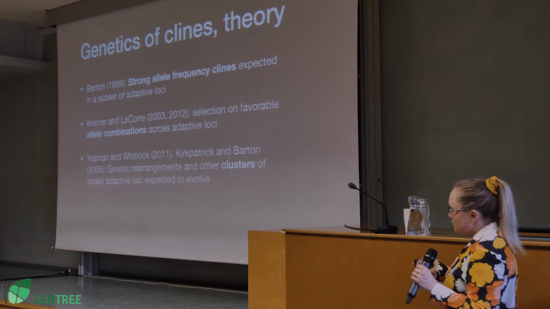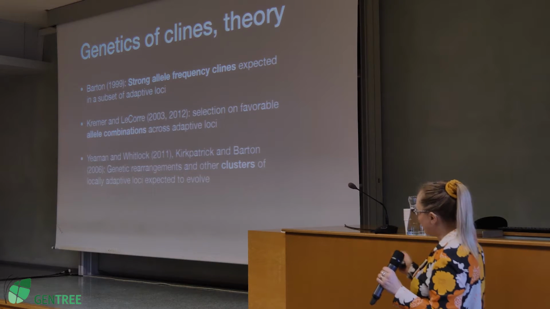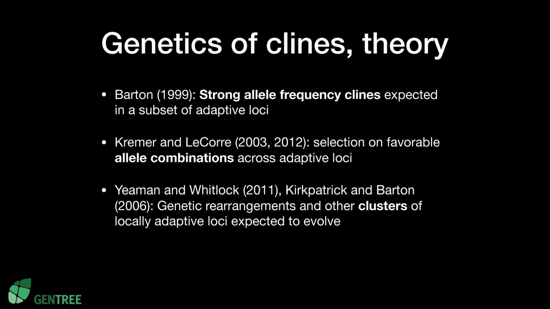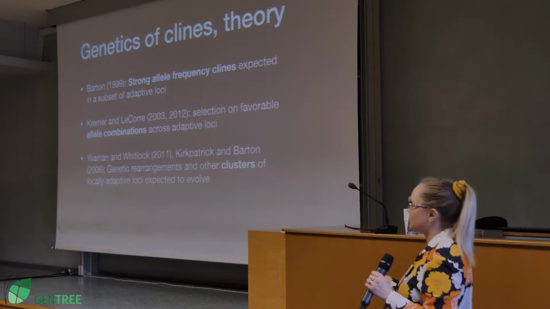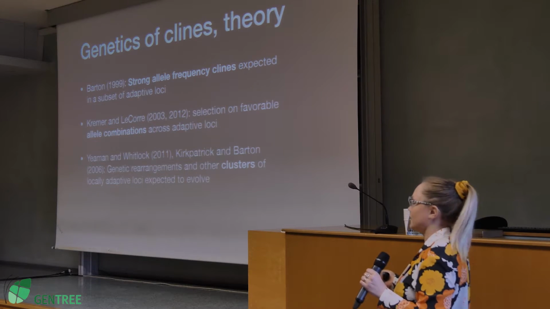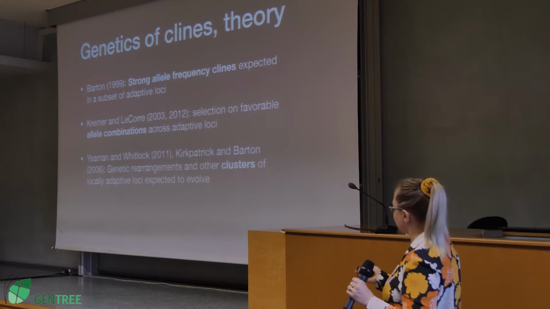And then there are also interesting results from Sam Yeaman and Mike Whitlock and from Kirkpatrick and Barton about how these things are organized in the genome. They also make some of their models predict that these genetic rearrangements and other clusters of locally adapted loci are expected to evolve. So it's easier to evolve a group of loci that are close to each other in the genome than just randomly scattered around the genome.